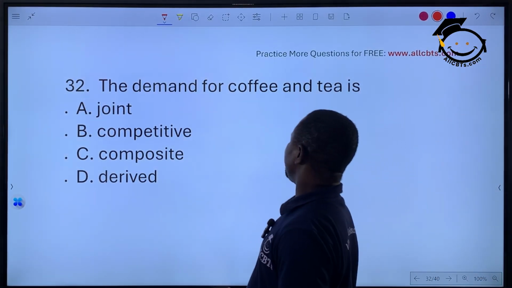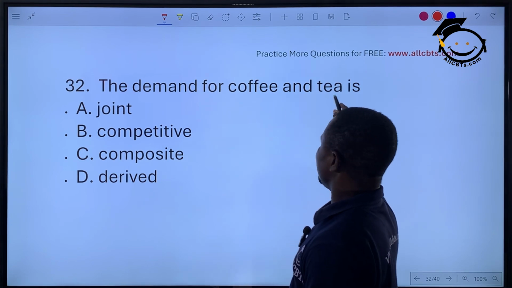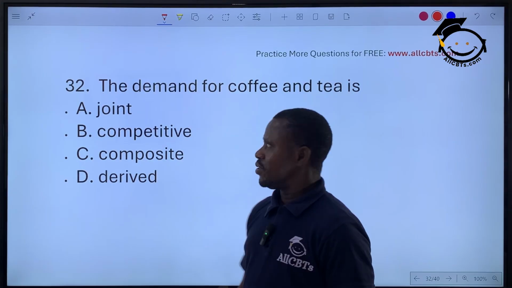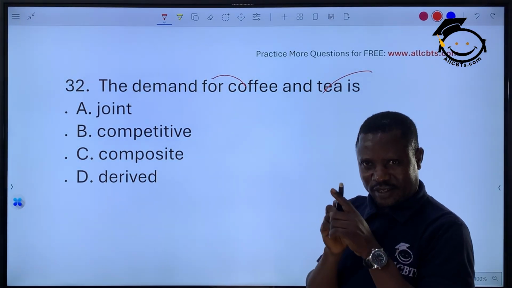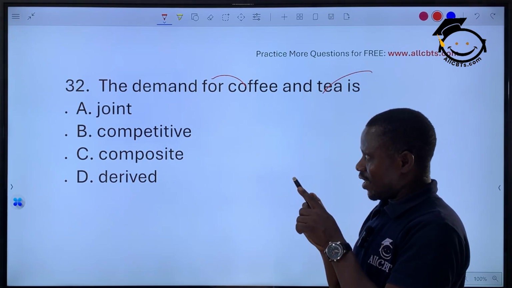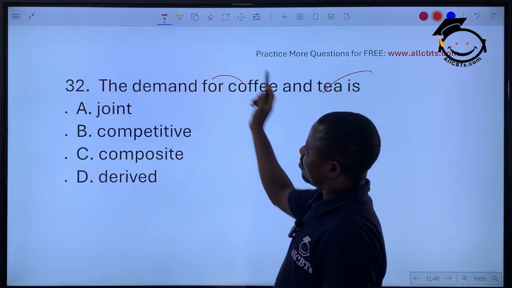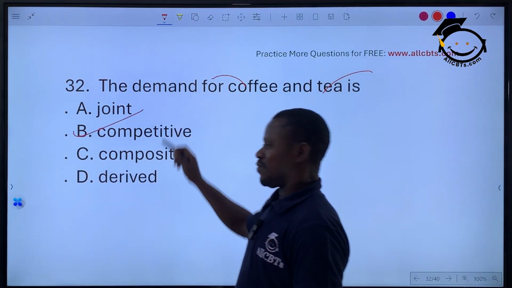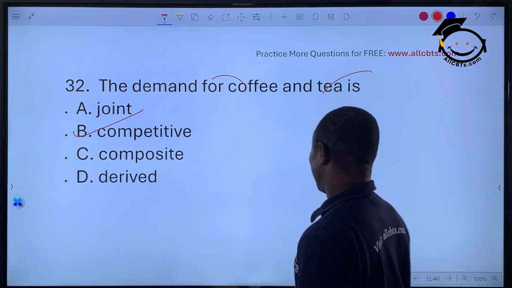The demand for coffee and tea. Coffee, tea. You can't tell me you take them together. No. You either take coffee or you take what? Tea. Not together. If they are taken together, you say they are joint. But if they are taken as alternatives, you say they are what? Competitive. You get it? They are competitive.